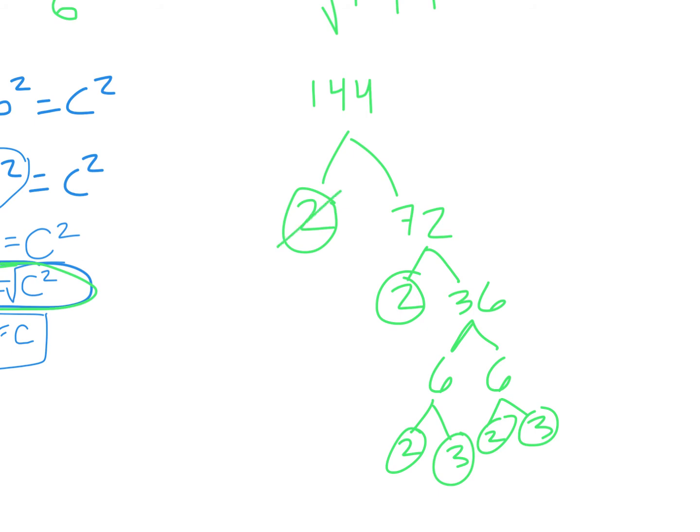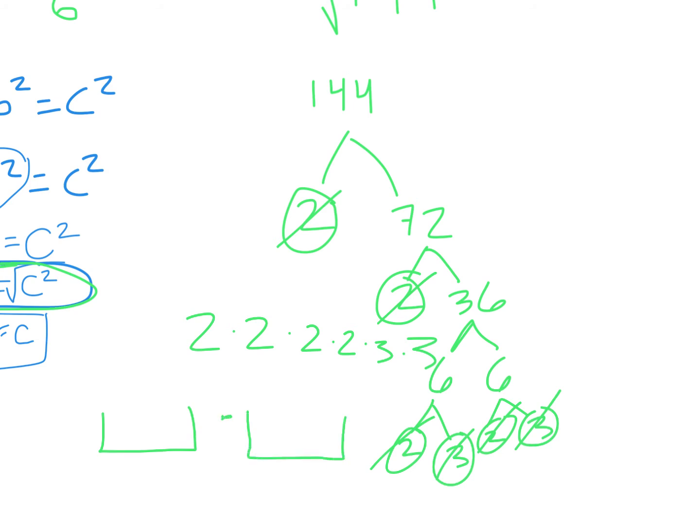So I have 2 times another 2 times another 2 times another 2, and then times 3 and 3. And then I need to take all of these prime factors and put them into two buckets. One bucket multiplied by an identical bucket is going to be equal to 144. So I'll just separate these.